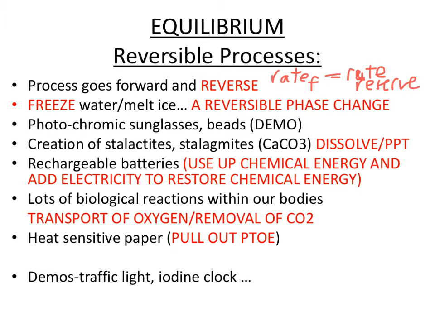Many biological reactions within our bodies are reversible processes. For instance, the transport of oxygen and the removal of carbon dioxide by our hemoglobin in our blood. And finally, the periodic tables that you were given at the very beginning of the course are heat sensitive, and they are reversible as well. You can touch it and it changes color, and then when the heat source is removed, it goes back. So all of these are examples of reversible processes which can achieve what we call an equilibrium state.